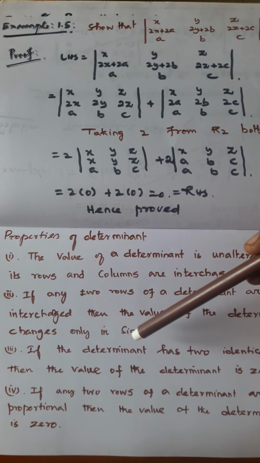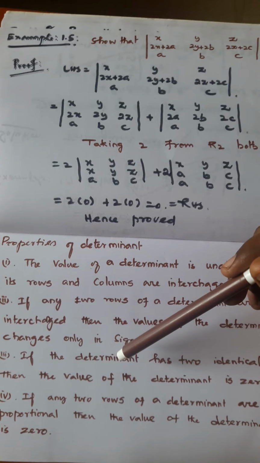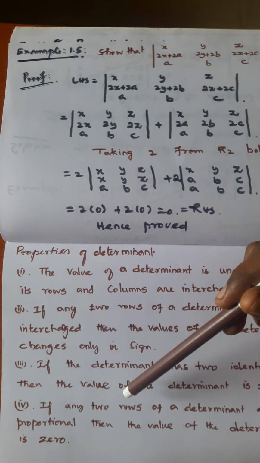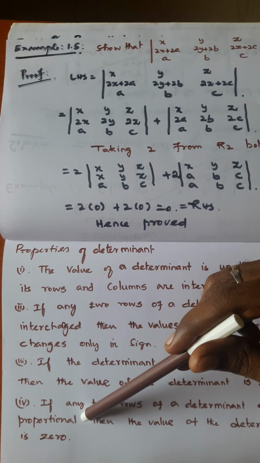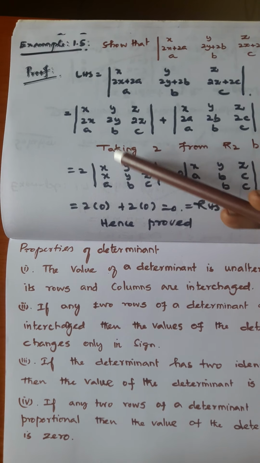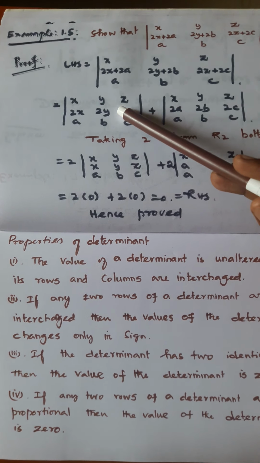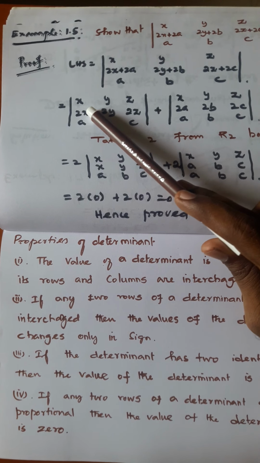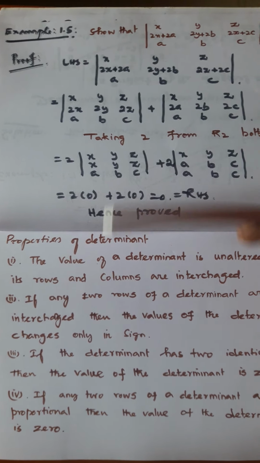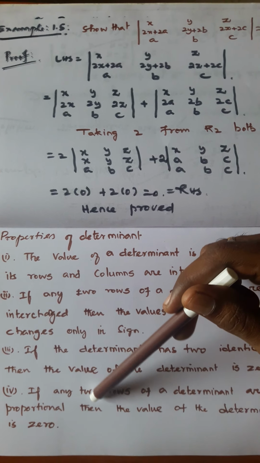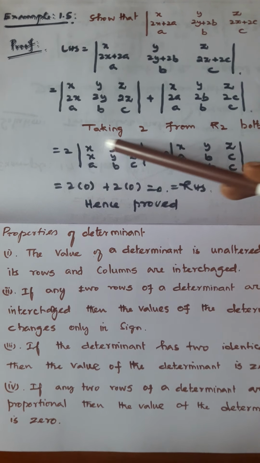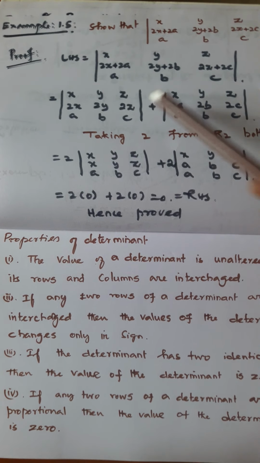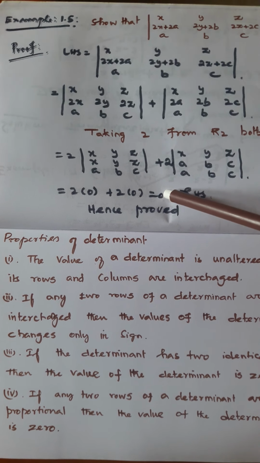If the determinant has 2 identical rows or columns, then the value of the determinant is 0. Like that, your fourth one, if any two rows of a determinant are proportional, then this is proportional. So here it is identical, here it is proportional. Proportional means the second row is 2 times the first row, right? So it is proportional, then the value of the determinant is also 0. So for your understanding, I have written the steps. So if you know property 4, you can write the answer of these two determinants as 0 directly, right?